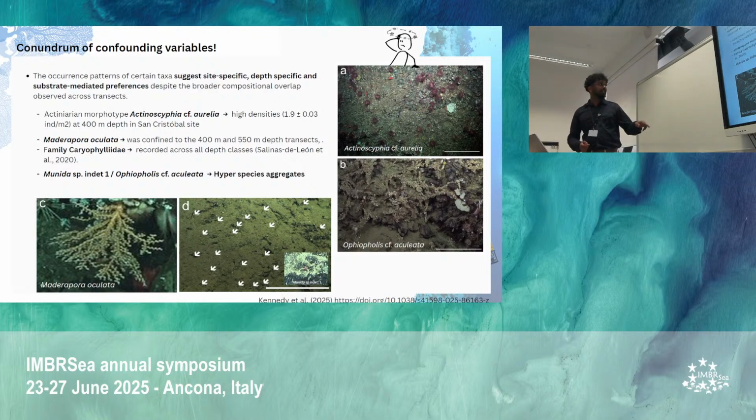And some species like Munida species or Ophiophorus aculeata were observed to have extremely high species aggregates that can be attributed to their substrate characteristics, such as the presence of a dead coral rubble network or the presence of crevices within the larval rock formations.